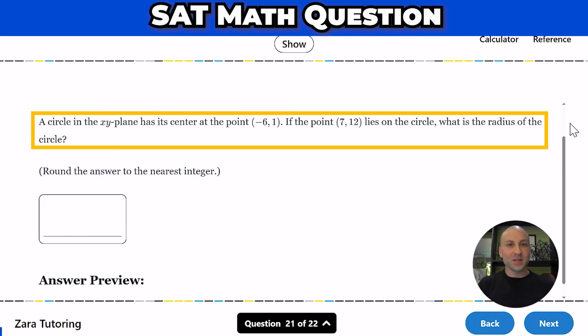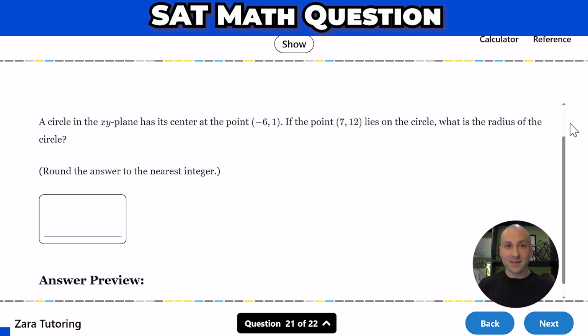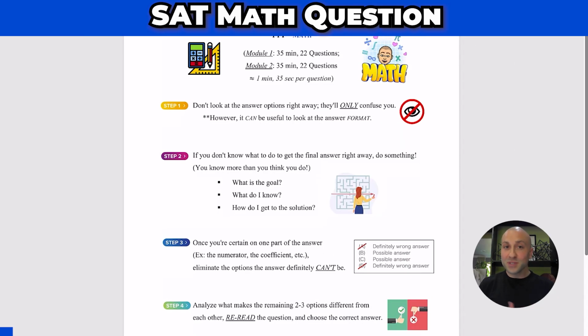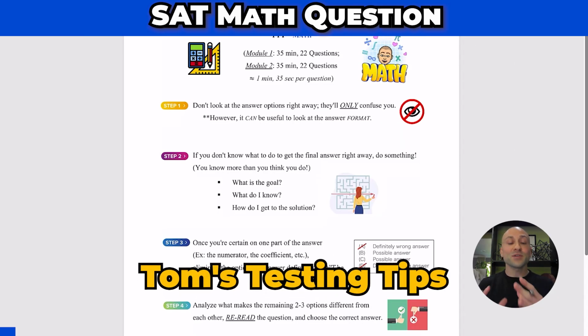So let's walk through this question together. And really the focus isn't necessarily figuring out, did you get it right? Did you get it wrong? I really want to focus on the process here. So let's go ahead and pull up my Triple T document, Tom's testing tips for the math section.